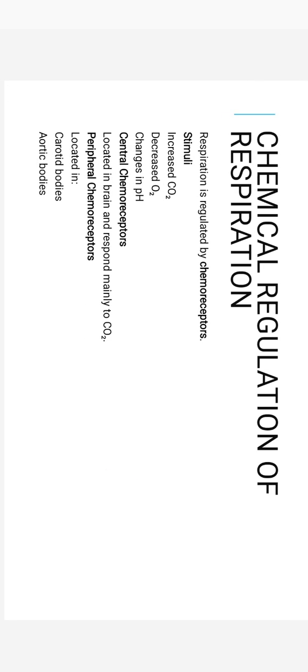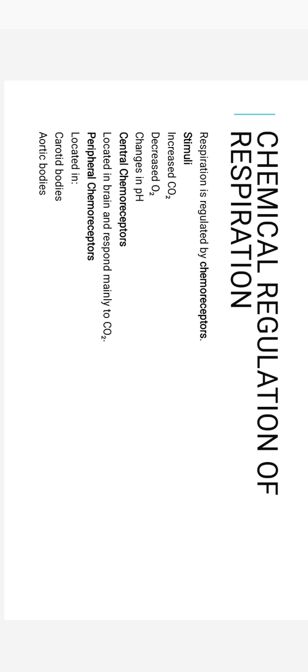Next, chemical regulation of respiration. Respiration is also regulated chemically through structures called chemoreceptors. Chemoreceptors monitor changes in oxygen levels, carbon dioxide levels, and blood pH. The most important factor regulating respiration is carbon dioxide concentration.